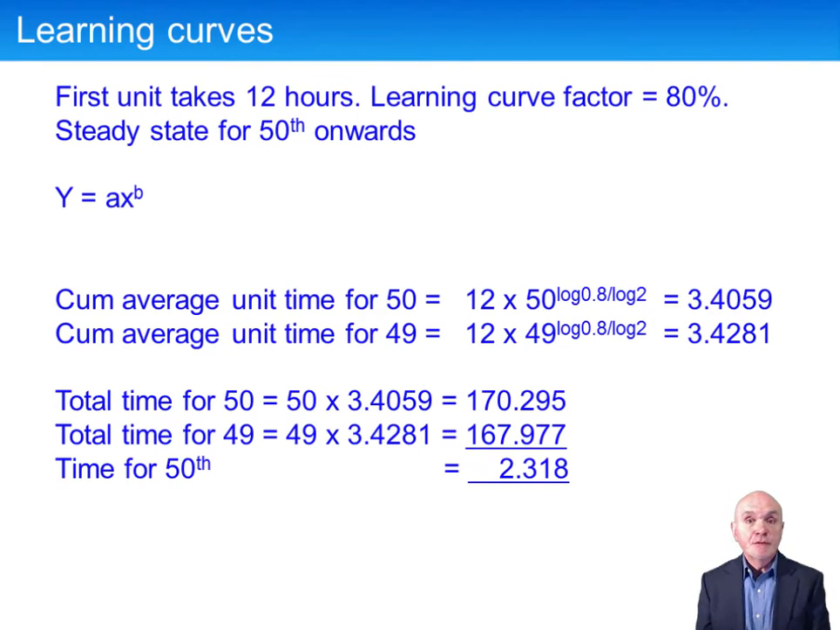The cumulative average unit time for 50 is, time for the first was the 12. Let me just get this writing again. We can do that. Time for the first was 12, the first item. And then we are wanting to work out the cumulative average unit time for 50. So the 50 goes in there as the A. The big one is the X. And then the B is going to be the same no matter where we're going here. It's 0.8 over 2, log of 0.8 over log of 2.